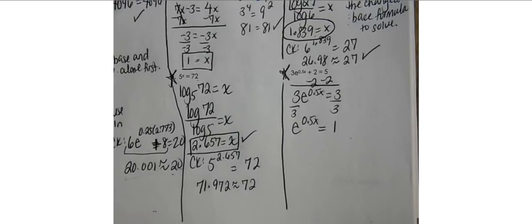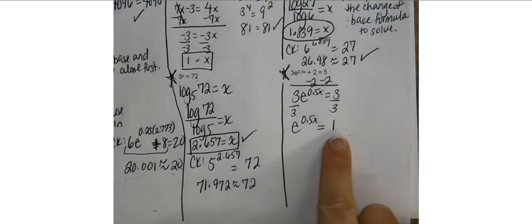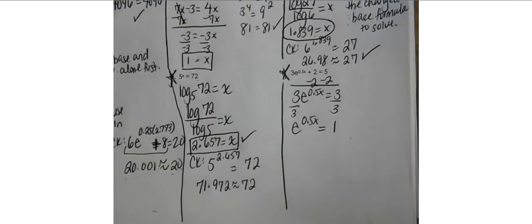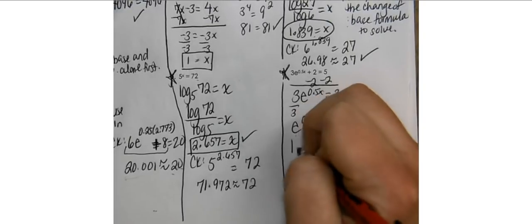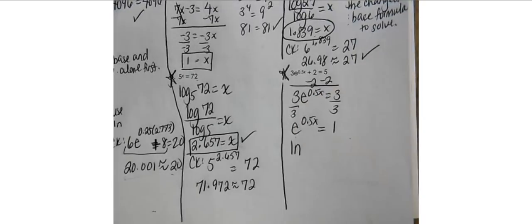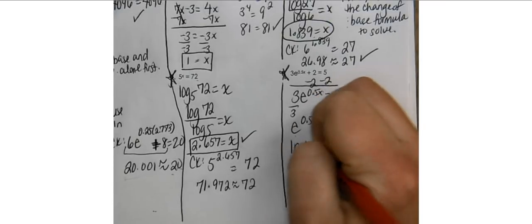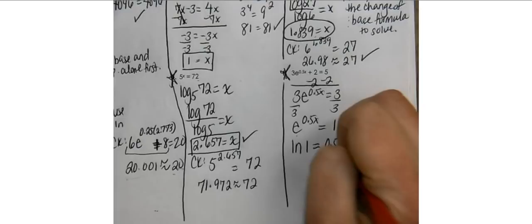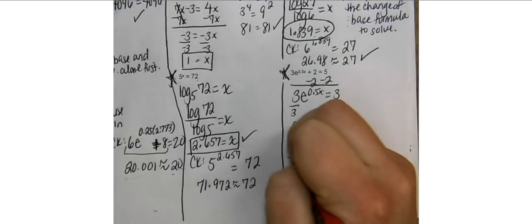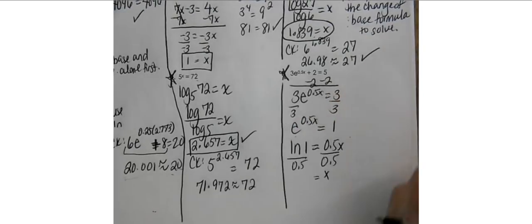Now I can't change e to be a 1 and vice versa, so I'm going to change it to logarithmic form using natural log. And that's because our base is e. So I'm going to write the natural log of my answer, which is 1, is equal to 0.5x. And when you divide both sides by 0.5, you find that x is equal to 0.